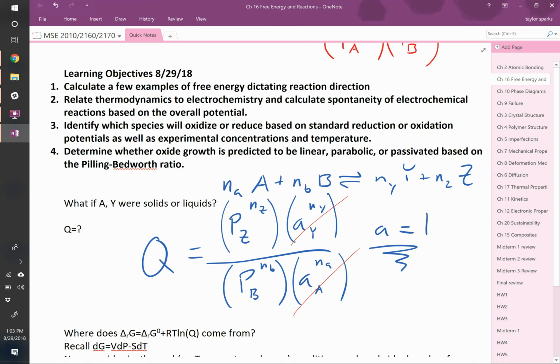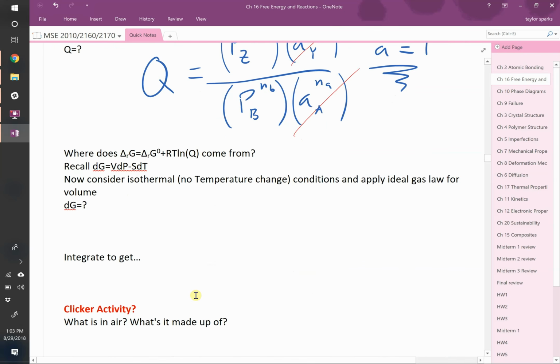Any questions on the reaction quotient? Nothing? Okay, let's keep going. By the way, where does this expression come from, right? Delta G equals delta G naught plus RT natural log Q, right? We're looking at the change in the free energy, and we know what about free energy? We know that it's equal to V dP minus S dT. We solved that yesterday, that the change in free energy, dG, equals V dP minus S dT.